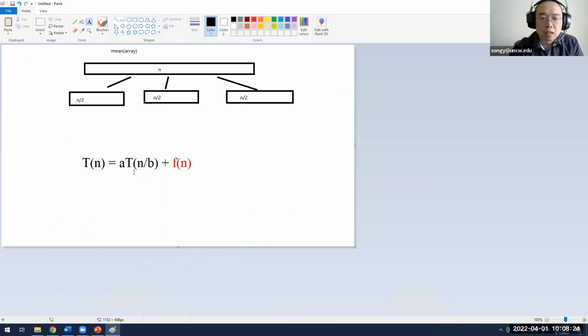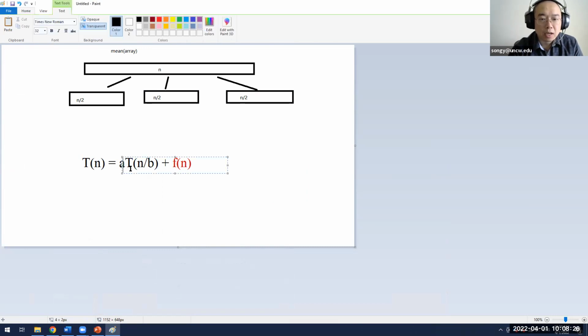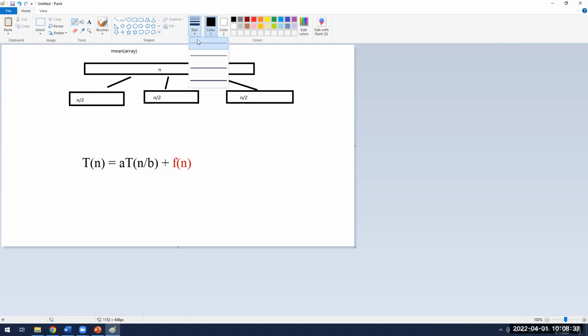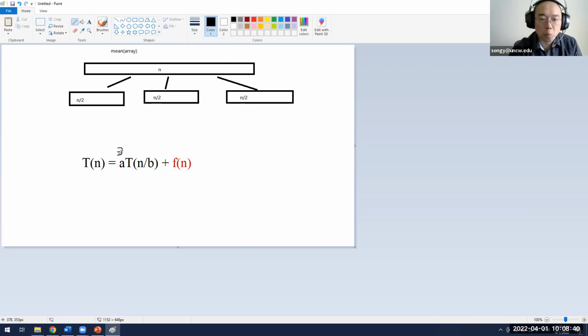So in this case, what is the a value? a means how many smaller problems we are dividing this problem into. So in this case, it should be 3, right? Yes. Okay, so we are dividing one big problem into 3 smaller problems. And then what's the size of each smaller problem? So what is the b value? 2. Yes, it is 2, because for each smaller problem, the size of the problem is n divided by 2.